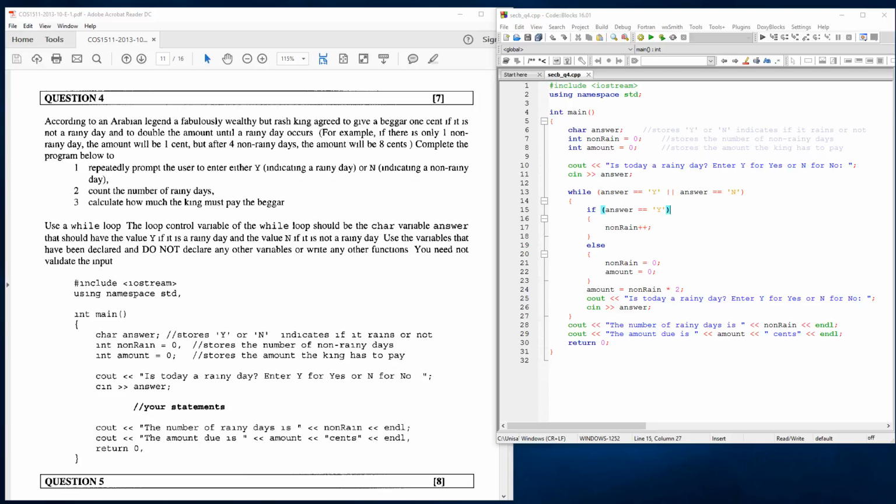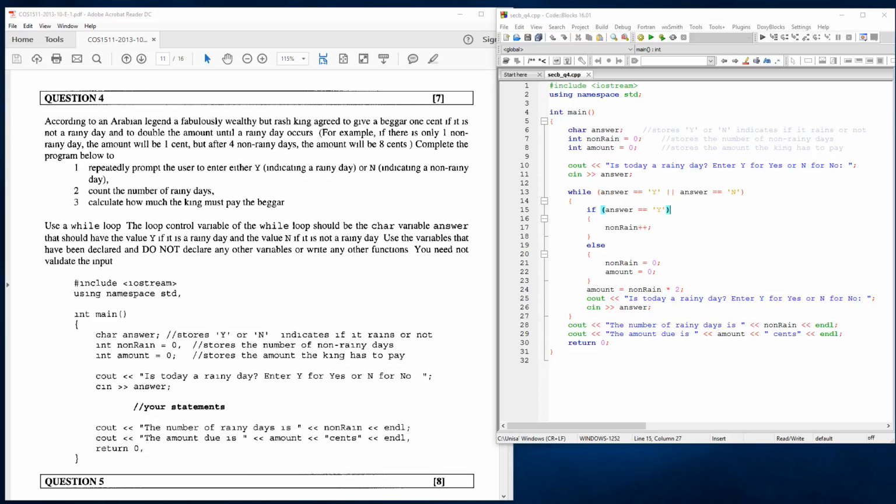According to an Arabian legend, a fabulously wealthy but rash king agreed to give a beggar 1 cent if it is not a rainy day, and to double the amount until a rainy day occurs. For example, if there is only 1 rainy day, the amount will be 1 cent. But after 4 non-rainy days, the amounts will be 8 cents. Complete the program below.